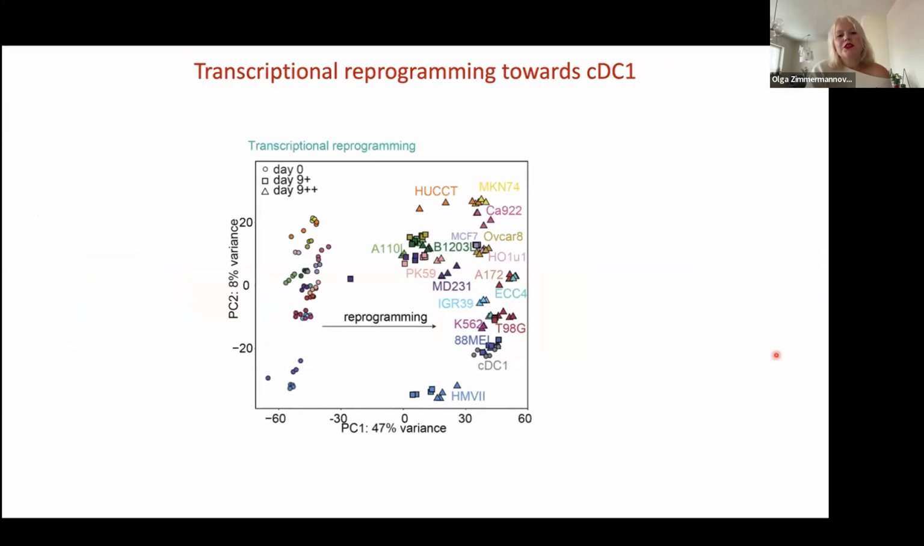We also wanted to look a little bit deeper into the cell using transcriptomic analysis. And when we did this, we saw that the reprogrammed cells, both partially and completely, which are shown in triangles and squares, actually moved quite a lot from their non-reprogrammed counterparts and very close towards the natural cDC1 population. But of course, not all of them reprogrammed exactly the same way or to the same extent.